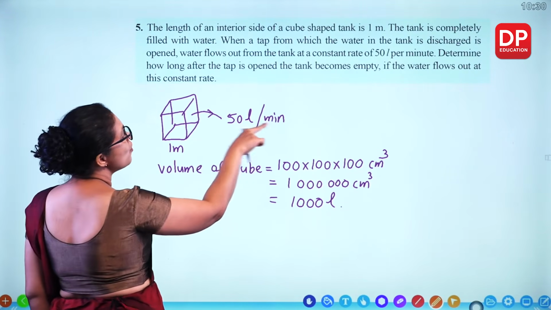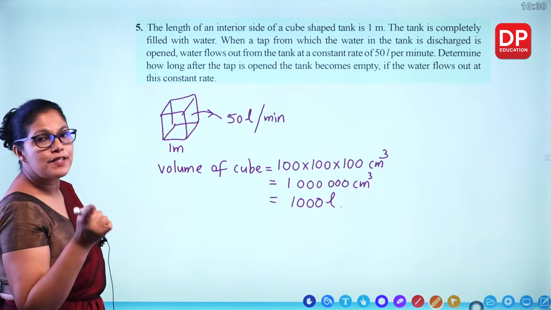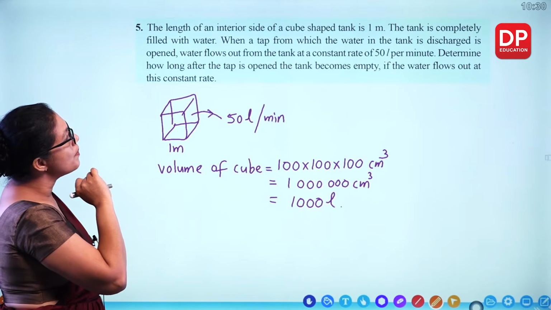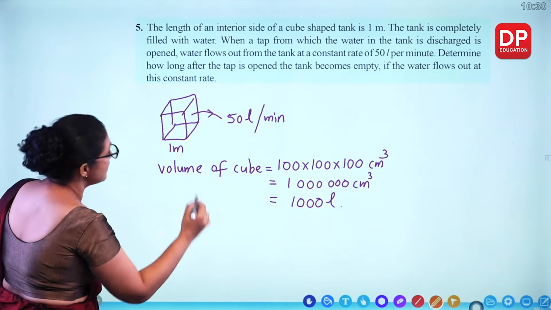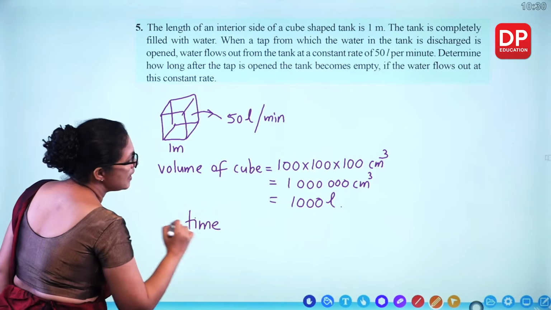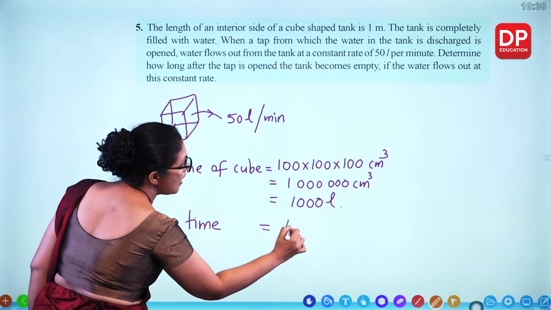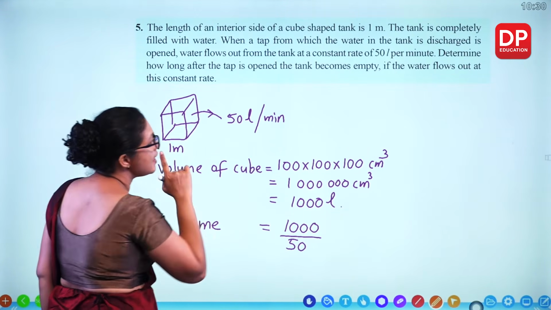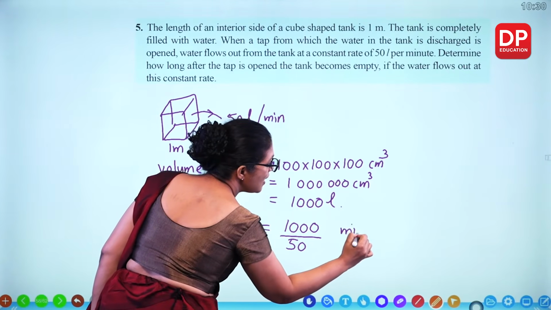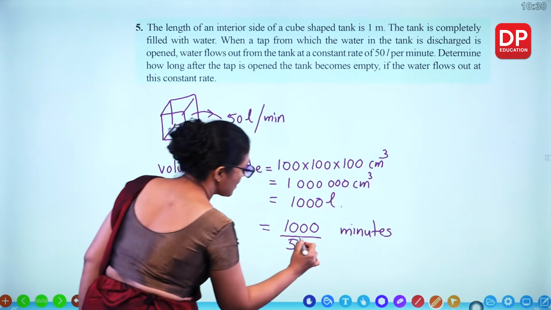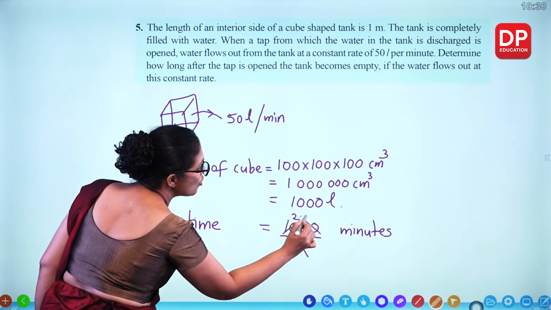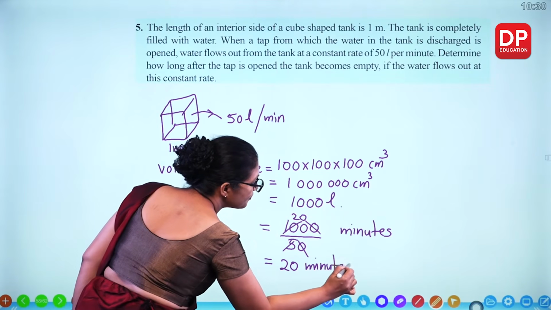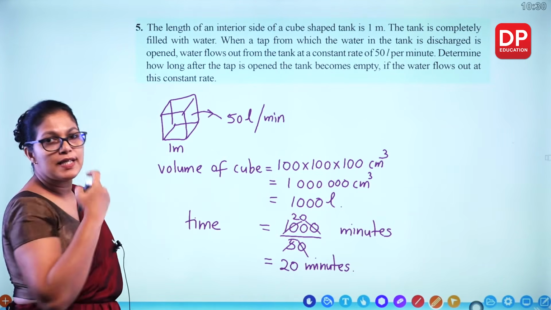Now, if it flows 50 liters within 1 minute, how long after the tap is open does the tank become empty? The time is equal to, you divide by 50 and see, 1000 divided by 50, you are getting the time in minutes. 0, 0, 5 times 2. So that means after 20 minutes, the tank becomes empty.